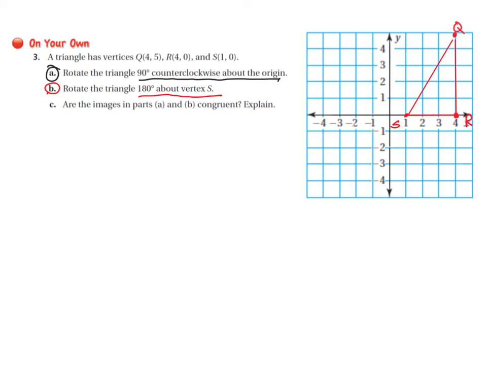There is triangle QRS. Here is our 90 degree counterclockwise rotation to get the first image, Q prime, R prime, S prime. And our second transformation, taking the original triangle QRS and rotating it 180 degrees about vertex S. So notice that S got stuck like with a push pin and it was rotated 180 degrees.